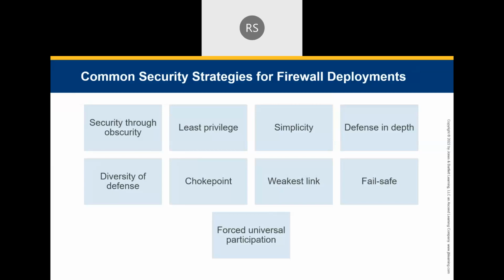Another common strategy in firewall deployment is to implement fail-safe mechanisms. And this is done to ensure that the firewall defaults to a secure state in case of a system failure or misconfiguration, and it will minimize the impact of unexpected events on security. Now, the security strategy of forced universal participation mandates the inclusion of all devices and users in security protocols. What this does is it ensures that every component adheres to security standards, that leaves no weak points in the network.